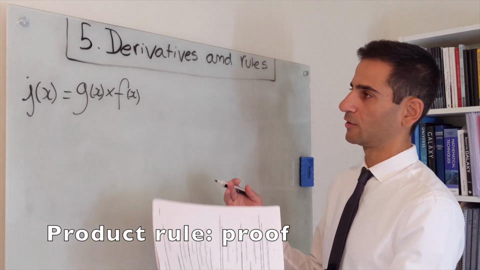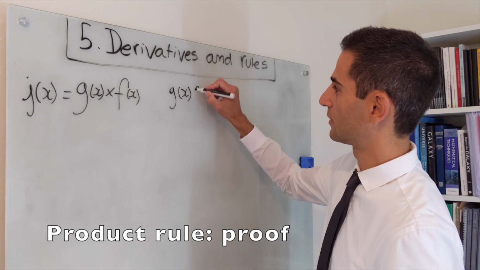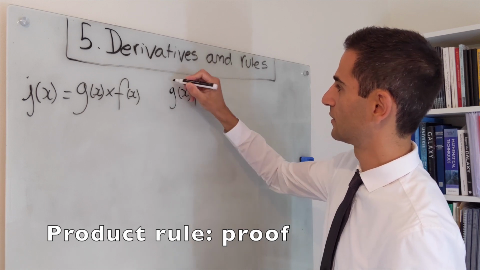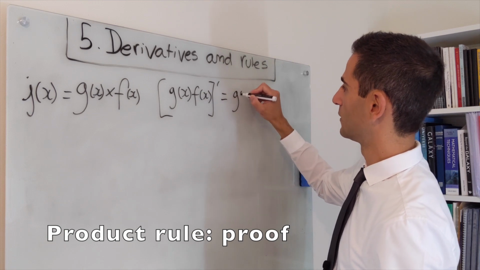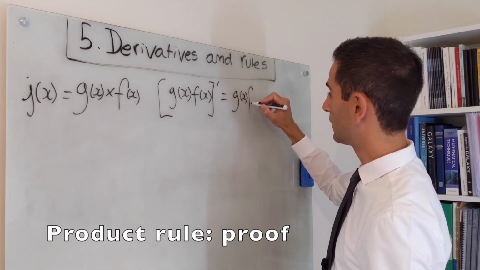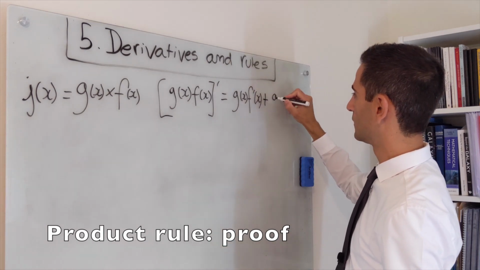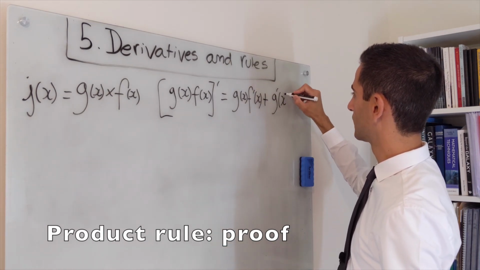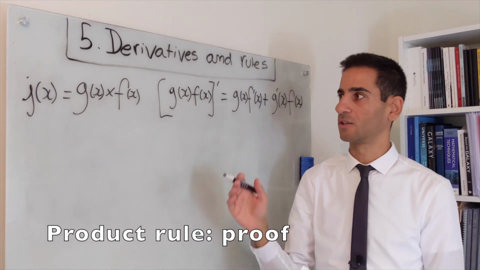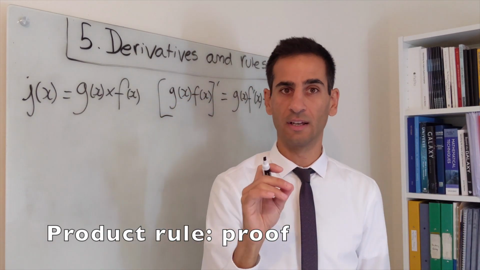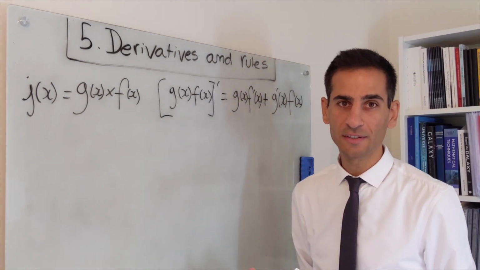You probably already know that the derivative in this case of g(x) times f(x) is given by g(x) times the derivative of f, plus the derivative of g(x) times f(x). It means there is a cross term. It's not just a product of the derivatives. I hope you already know this.